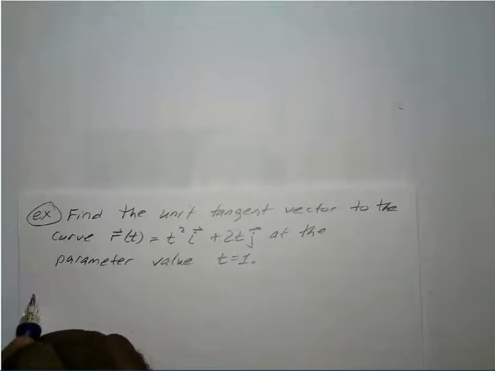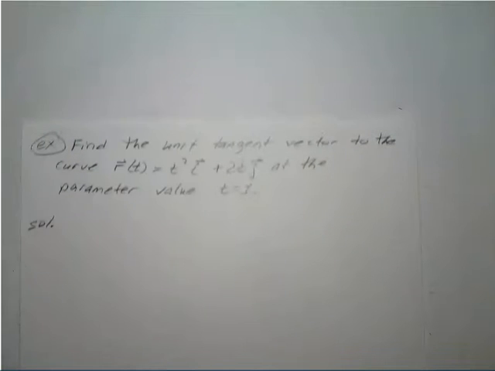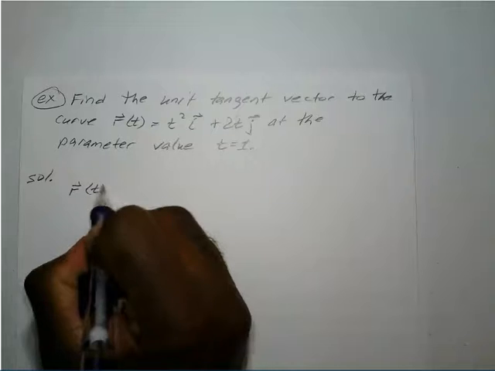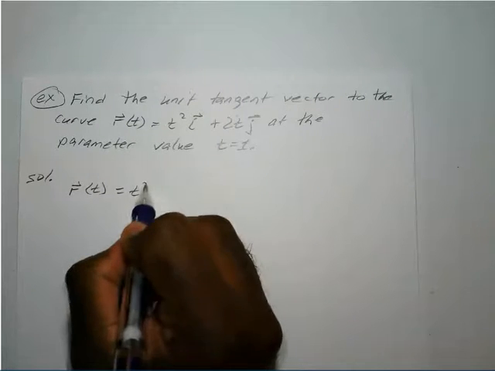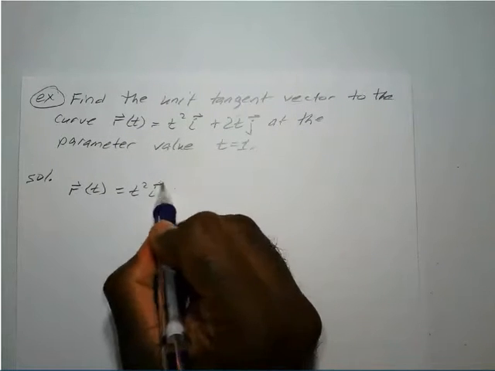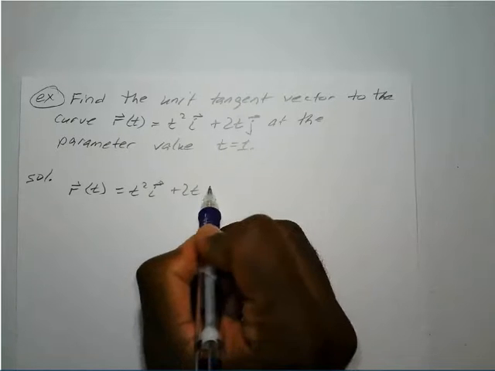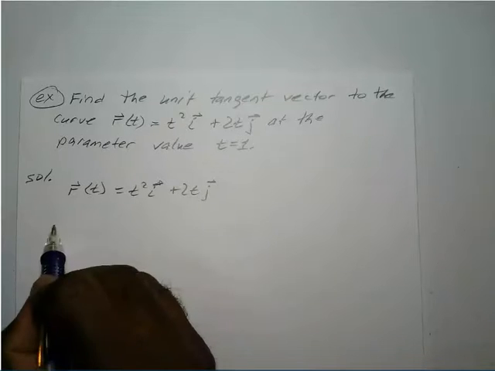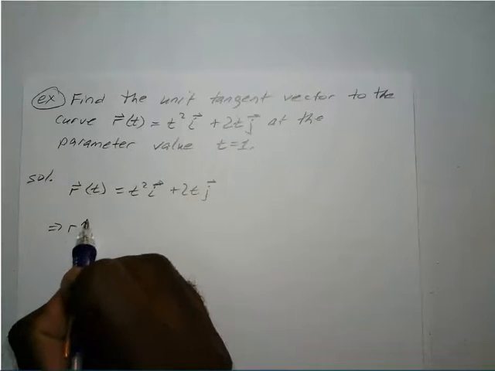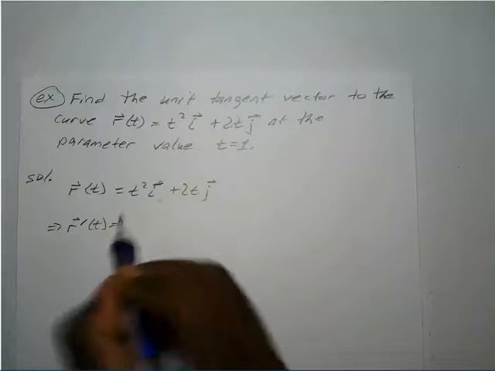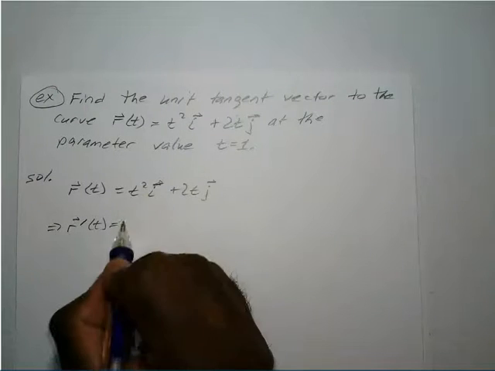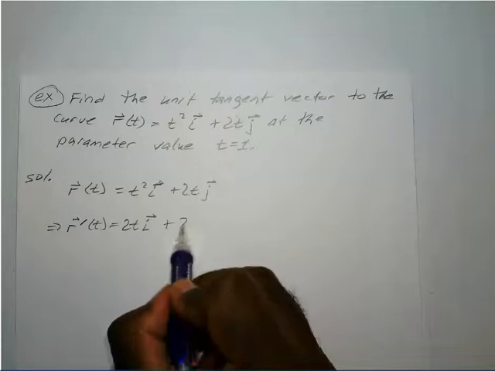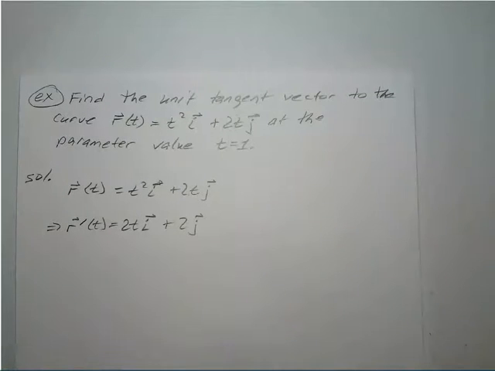All right. So we know that our r vector is equal to t squared times i vector plus 2t times your j unit vector. Now we just have to find the derivative. So r vector prime is equal to the derivative of t squared, which is 2t, times your i unit vector plus the derivative of 2t, which is just 2, times your j unit vector.